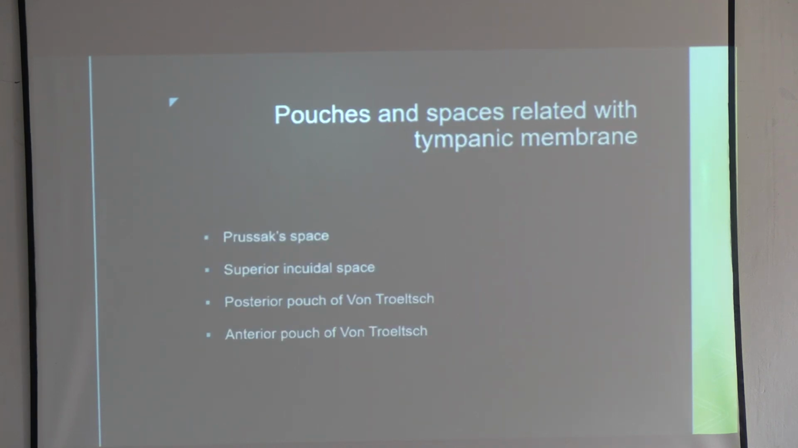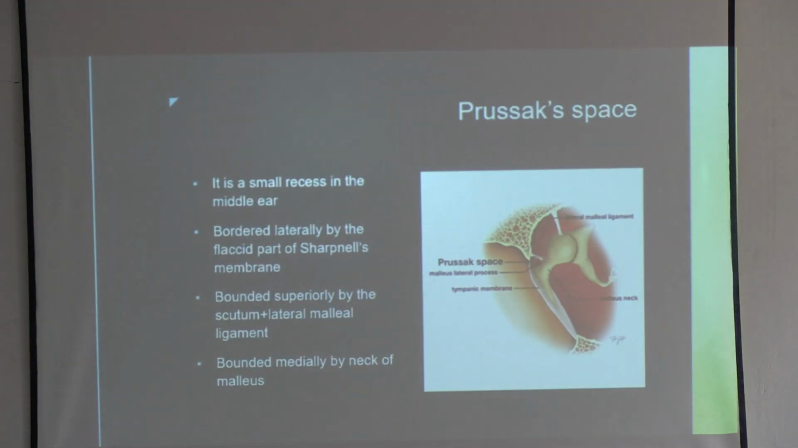Now, what are the pouches and spaces related with the tympanic membrane? This is very important to understand the cholesteatoma, its pathogenesis and progression of the cholesteatoma sac. First is Prussak's space, superior incudal space, posterior pouch of von Troeltsch and anterior pouch of von Troeltsch. Now Prussak's space. What is Prussak's space? It is a small recess in the middle ear.